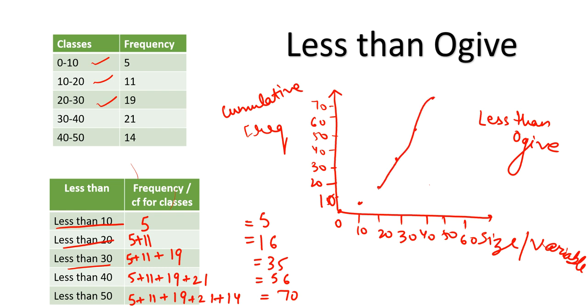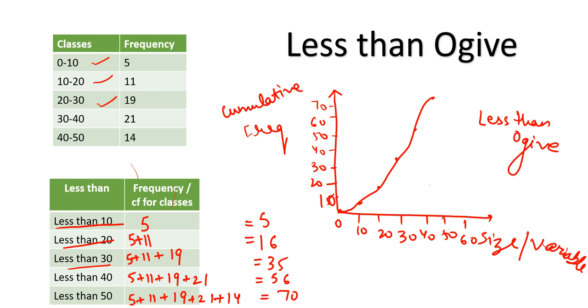Now we need to remember one thing which is very clear. That is, we need to join from below and it's always rising. So we simply know that our less than ogives are always rising. Right? So this is how we make our less than ogive.